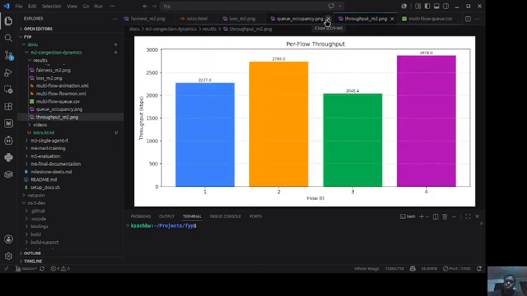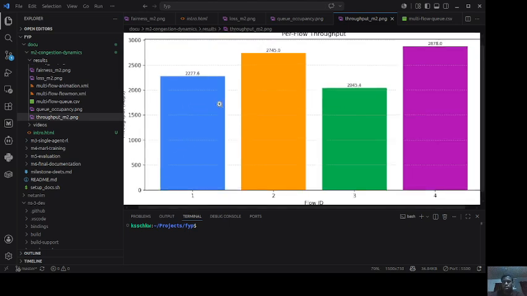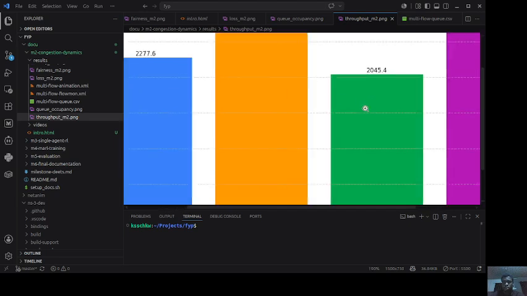Yeah, the throughputs. Well, here's the throughput: flow 1, Reno, got about 2.28 Mbps, while flow 2 got 2.745 Mbps. This one got 2.045. Just to be clear, this is CUBIC, this is Reno, this is BBR.